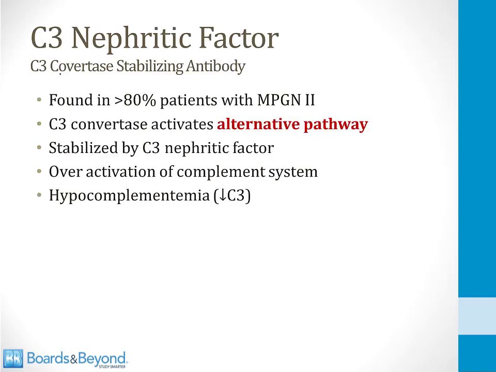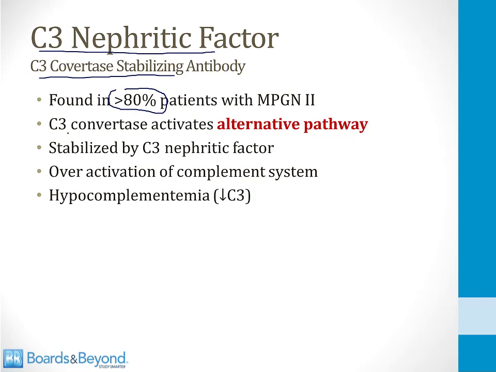Shown on this slide is the most important feature of MPGN type 2 for you to remember for step 1 of your boards, and that is the fact that MPGN type 2 is associated with the C3 nephritic factor. It's also called the C3 convertase stabilizing antibody. This antibody is found in over 80% of patients who have MPGN type 2 or dense deposit disease.